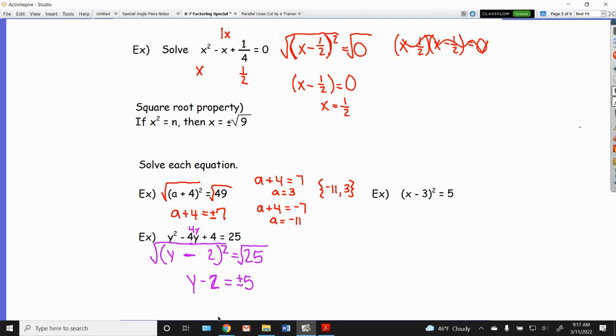So now, once again, you set up your two problems. y minus 2 equals positive 5. y minus 2 equals negative 5. And you solve. So that would give you y equals 7 and y equals negative 3. And so my solution set would be, oh, Lord, negative 3, 7. I'm really bad at those.